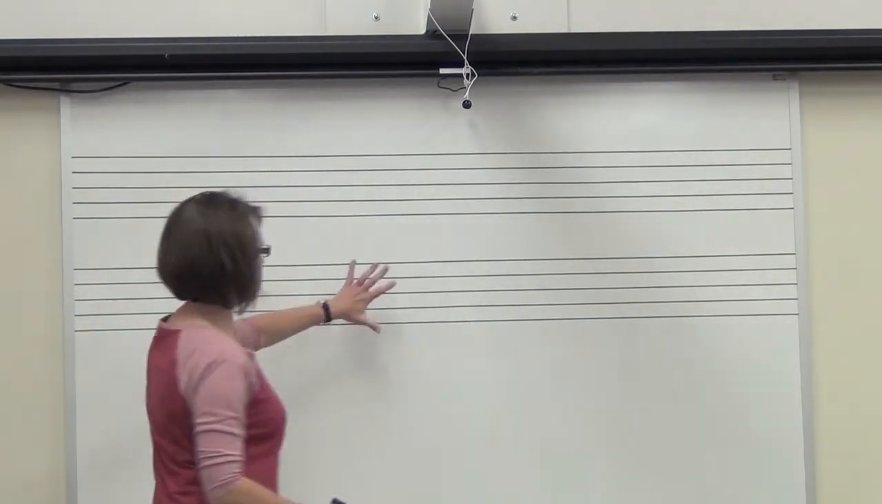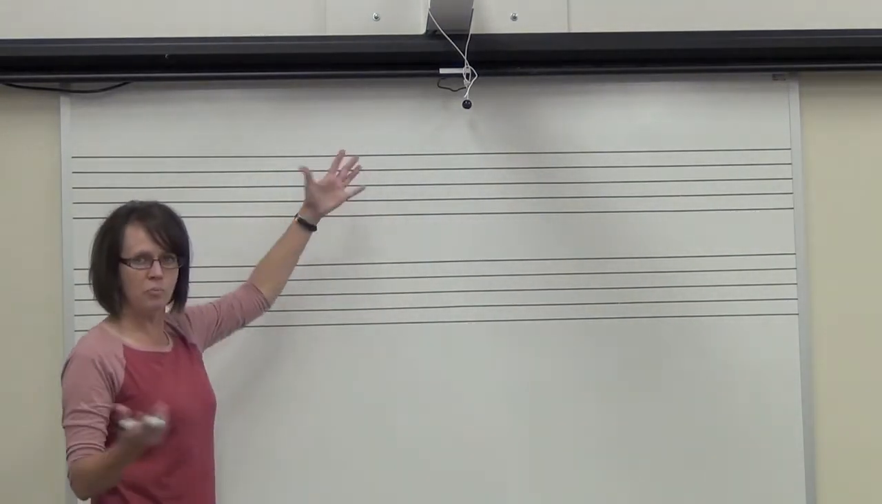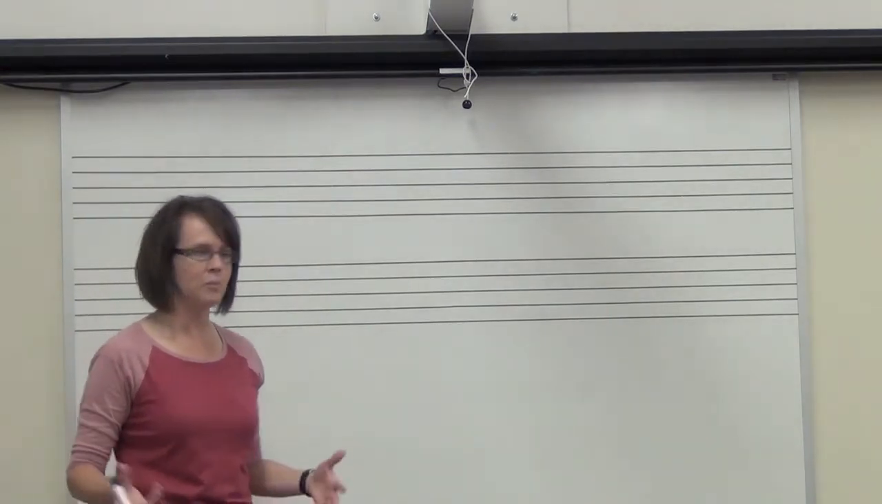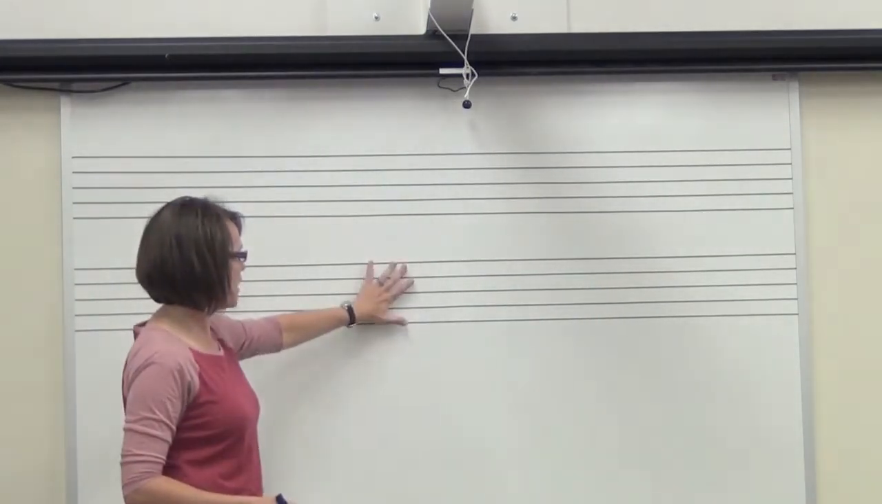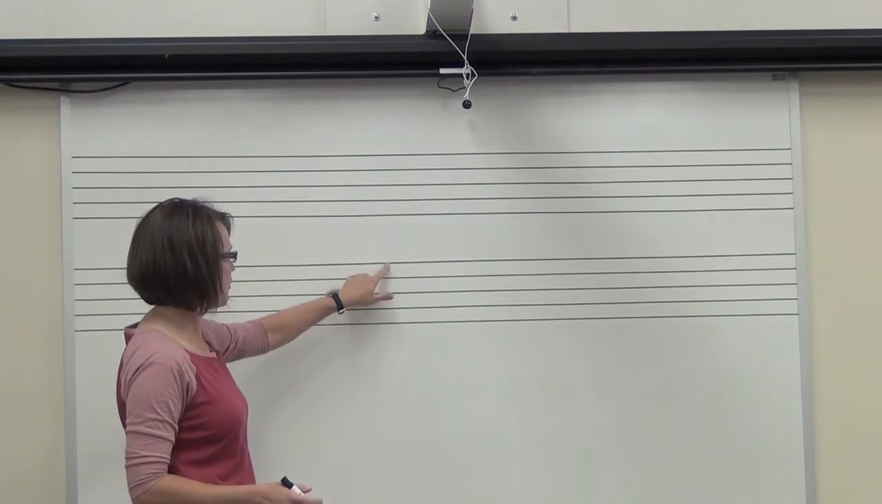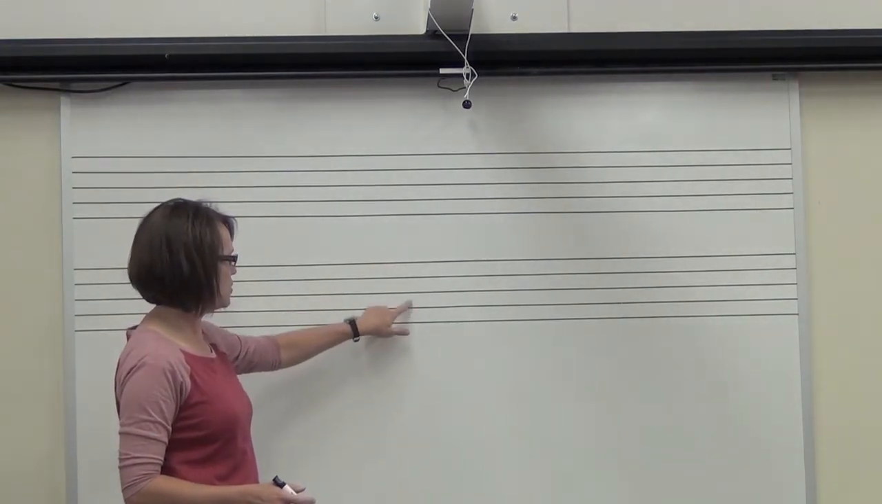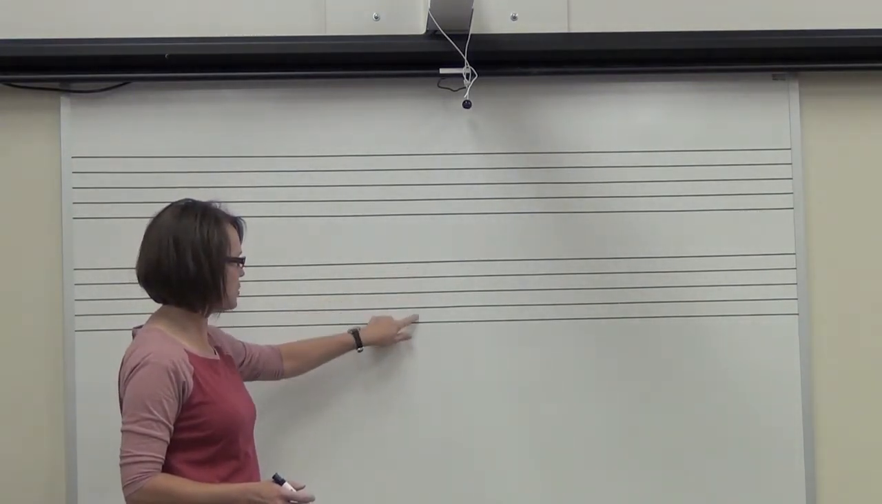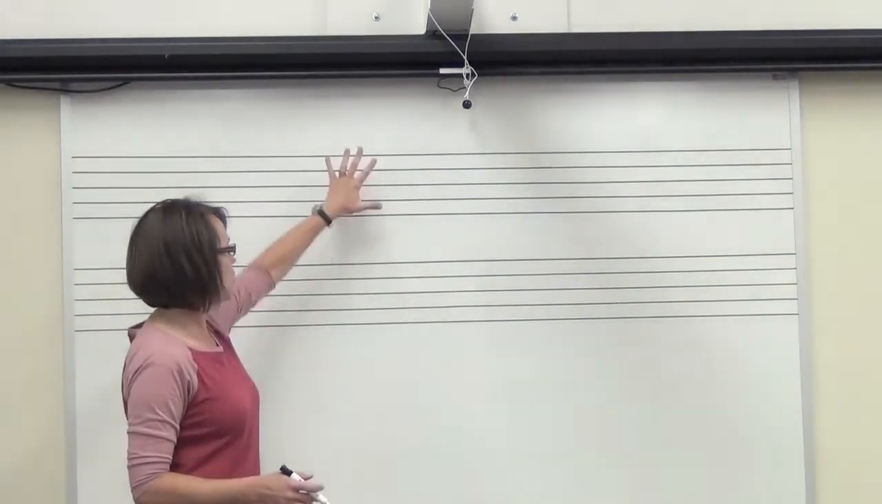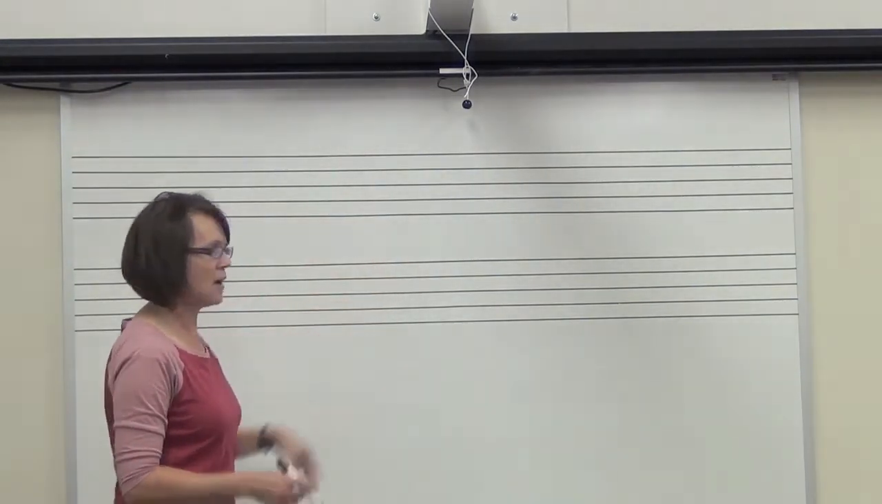First of all, up on the board you'll see the musical staff, and some of you have probably already been introduced to this in elementary music. You have 5 lines, 1, 2, 3, 4, 5, and 4 spaces, 1, 2, 3, 4, the spaces between the lines. We have the upper staff and the lower staff.